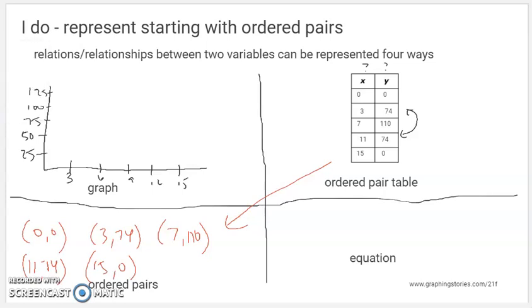So I've got one here. I've got one at 3, 74, just a hair below 75. Got one at 7, which I don't have on my x-axis exactly, 110. So 7's about here, 110's about here. Then 11, 74. Then 15, 0. I've got this.